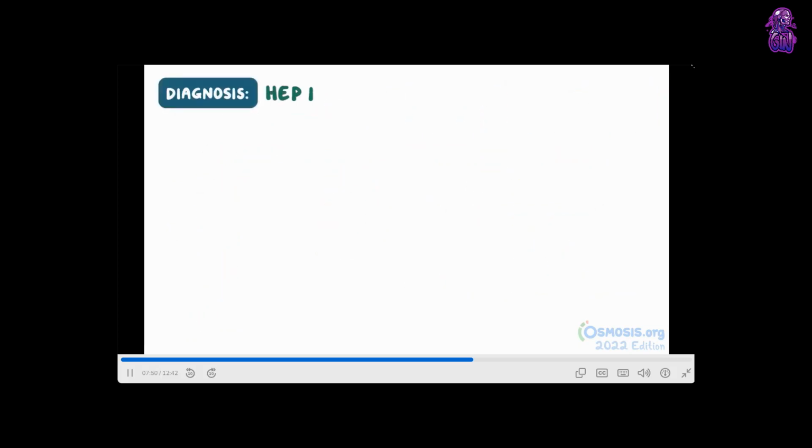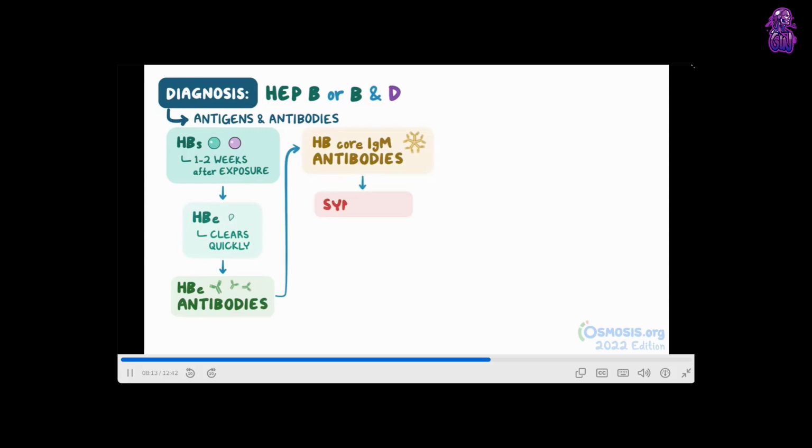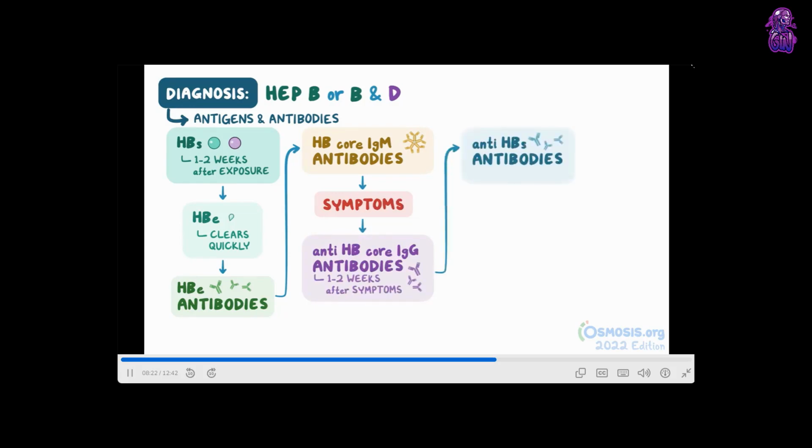The diagnosis of Hep B or B and D co-infection is based on the antigen and antibody findings in the blood. HBs antigen is the first to appear and can be detected in the first 1 to 2 weeks after exposure. HBe antigen appears shortly after but clears quickly. Shortly after its clearing, HBe antibodies appear. Anti-HB core IgM antibodies usually appear shortly before the symptoms, followed by anti-HB core IgG antibodies 1 to 2 weeks after. Anti-HBs antibodies appear during recovery. Hepatitis B DNA can be detected at any time during the disease.